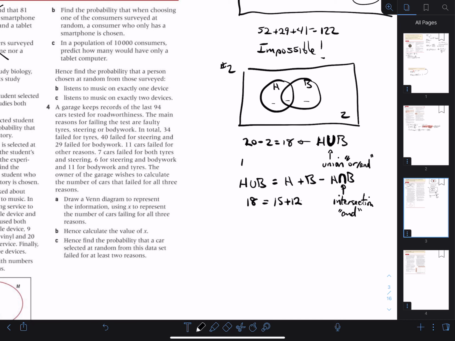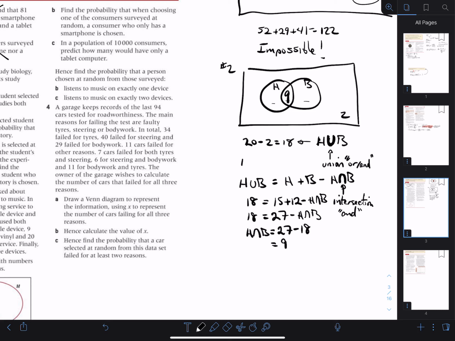15 plus 12 minus the intersection. What it allows me to do is figure out the intersection. So it's 18 equals 27 minus H intersect B. So H intersect B is equal to 27 minus 18, which is equal to 9. So there's 9 people here.